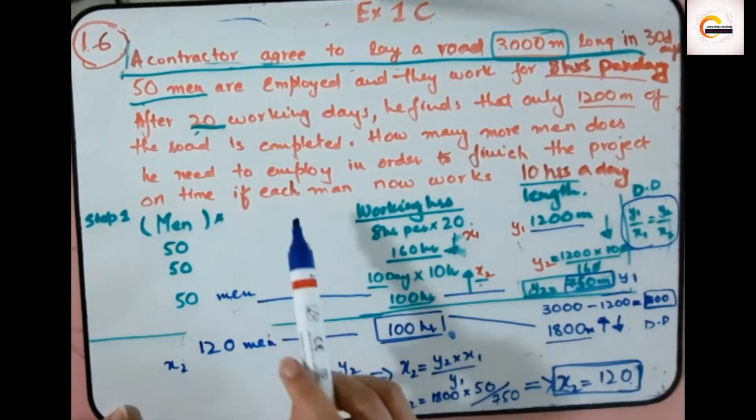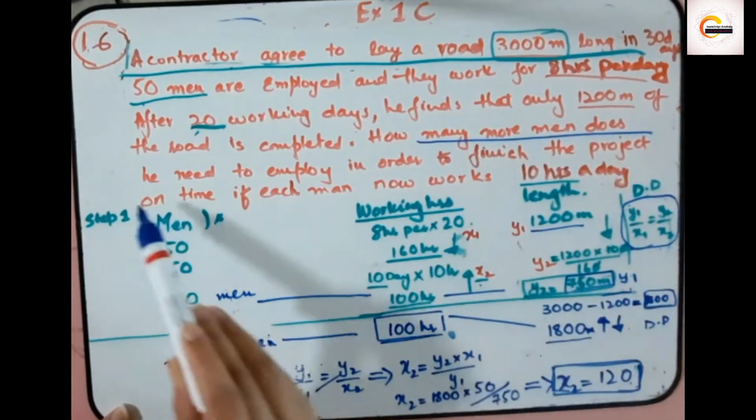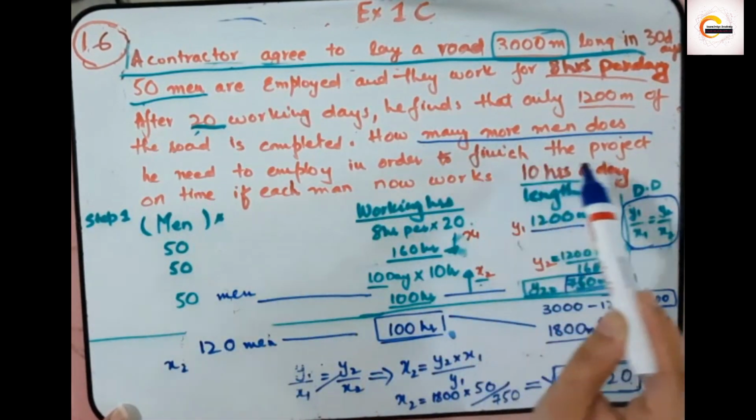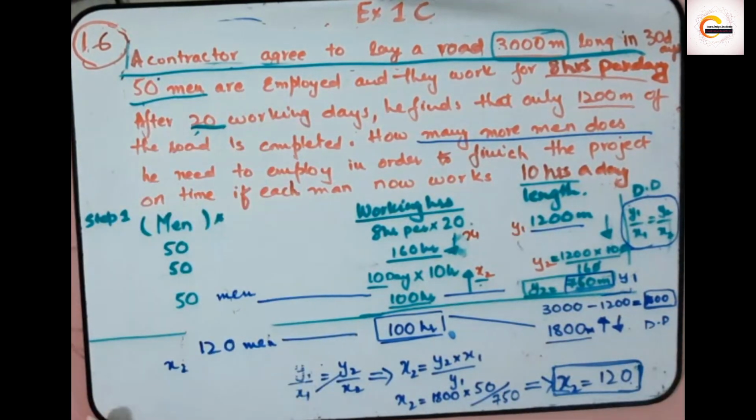Now the question was, how many more men does he need to employ in order to finish the job? So he has already employed 50 men. We will subtract 50 from 120, and the answer will be 70. And how many more men does he need to employ? He needs to employ 70 men.